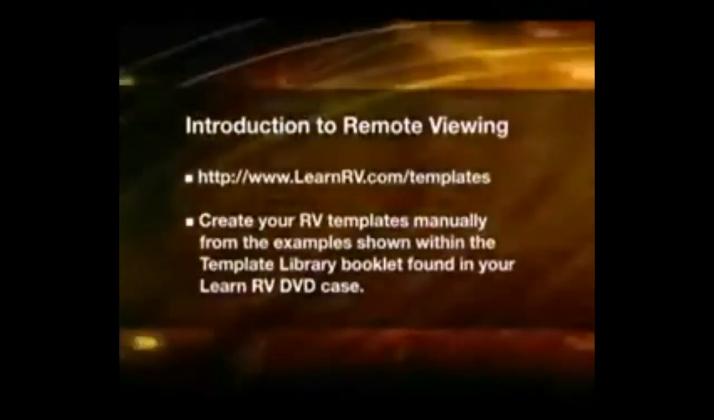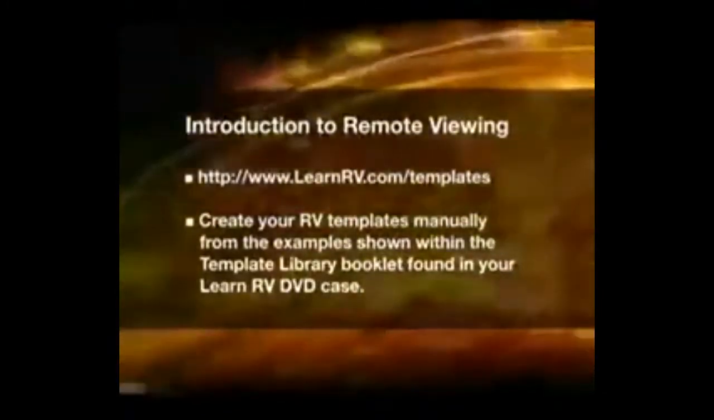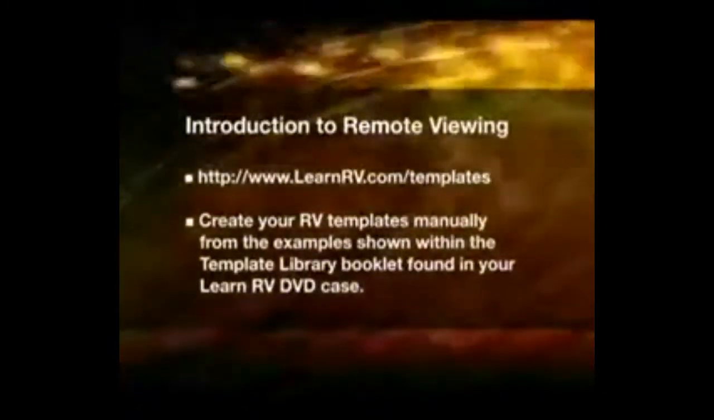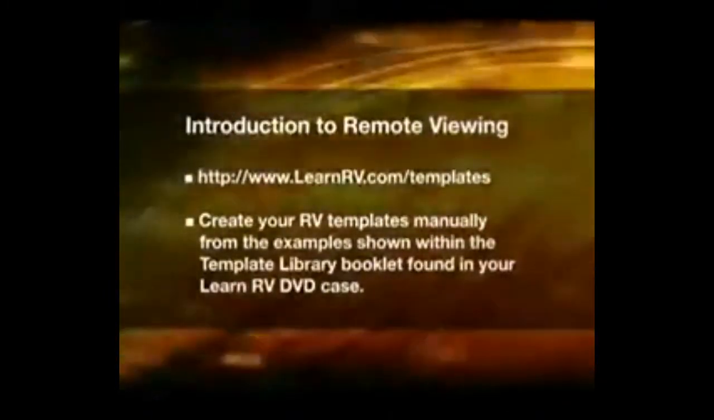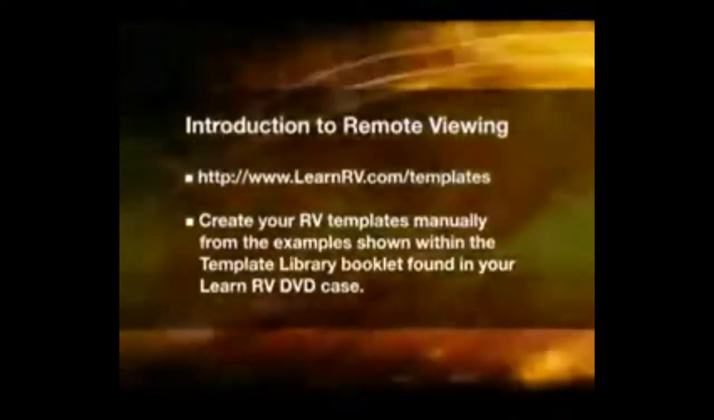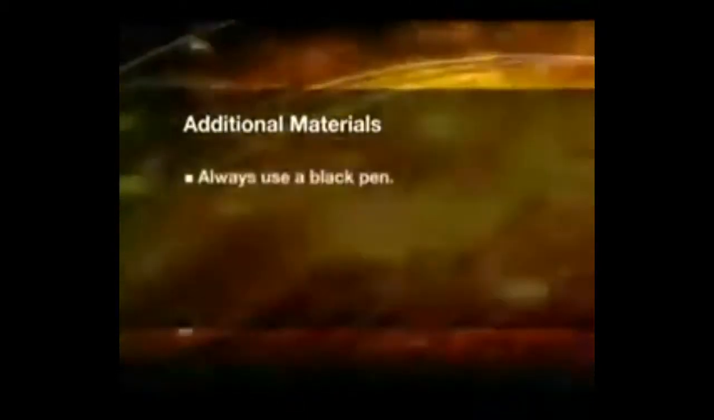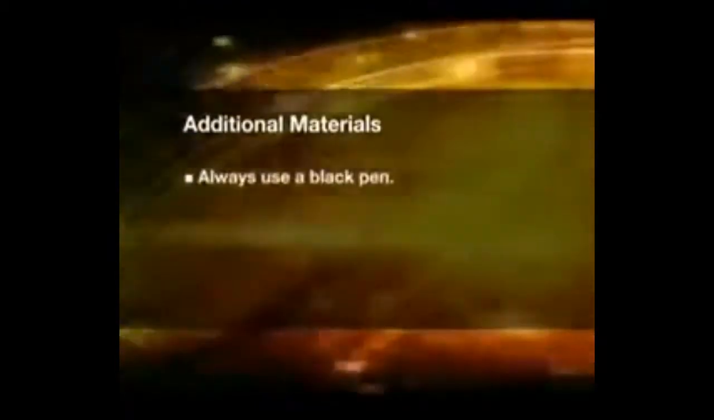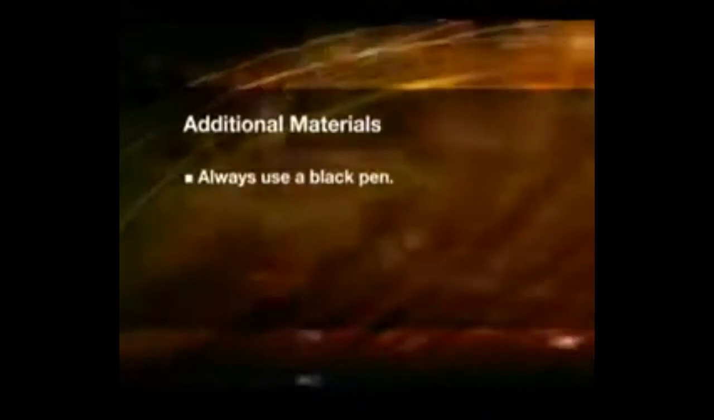The templates from your booklet can then be manually copied onto regular 8.5 by 11-inch sheets of unlined blank white paper. The type and number of template for each session is shown on the first page of the template library booklet. When setting up templates and executing your RV sessions, it's important that you use a black pen. Using any color other than black may be distracting during your sessions and inhibit accurate results.